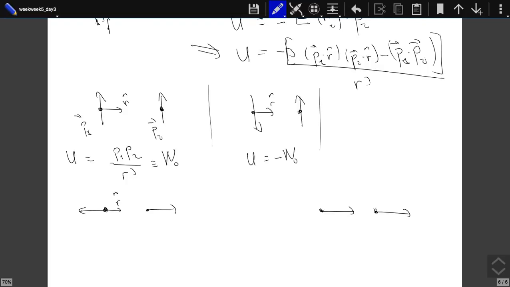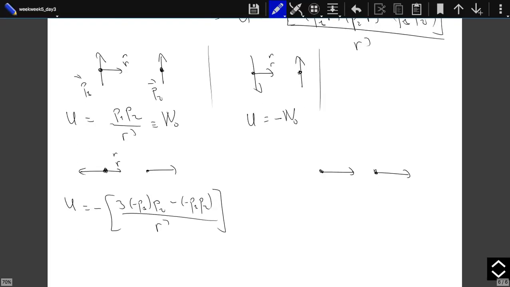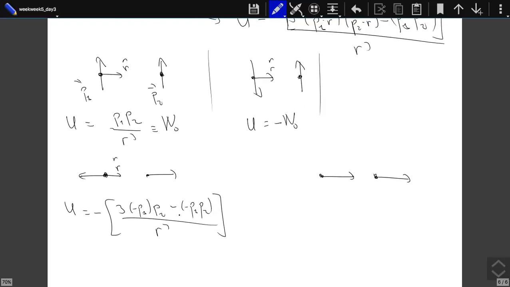Again, this is R hat. What is P1 dot R hat? Minus P1. P2 dot R hat? Plus P2. So U is equal to minus 3 minus P1 P2. What is P1 dot P2? They are pointing in opposite direction, so it's minus the product of the magnitudes divided by R cubed. So this is minus 3 plus 1, that is minus 2. U is equal to 2 omega 0.